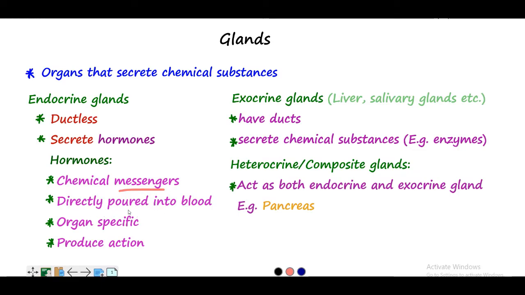And another big thing about it is that it is directly poured into the blood. So as I said earlier, it doesn't have a duct to reach the organ. It is directly poured into the blood. It travels through the blood. It binds to the specific organ due to its receptors. Now these specific organs have specific receptors.